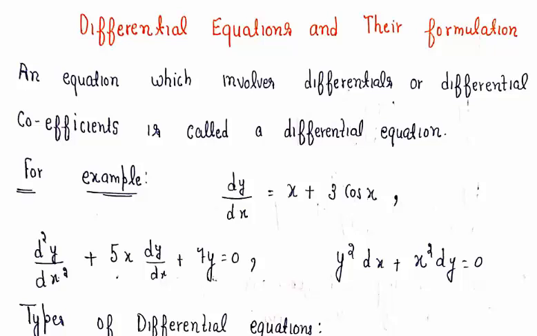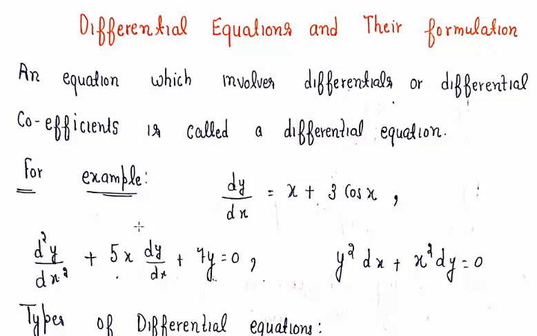So for example, an equation of the form dy over dx equals x plus 3 cos x, because this equation involves a derivative. The derivative is dy over dx. So this equation is known as a differential equation because it involves the derivative dy over dx. And also here there is one dependent variable y, and x is our independent variable. Y is the dependent variable and x is the independent variable.